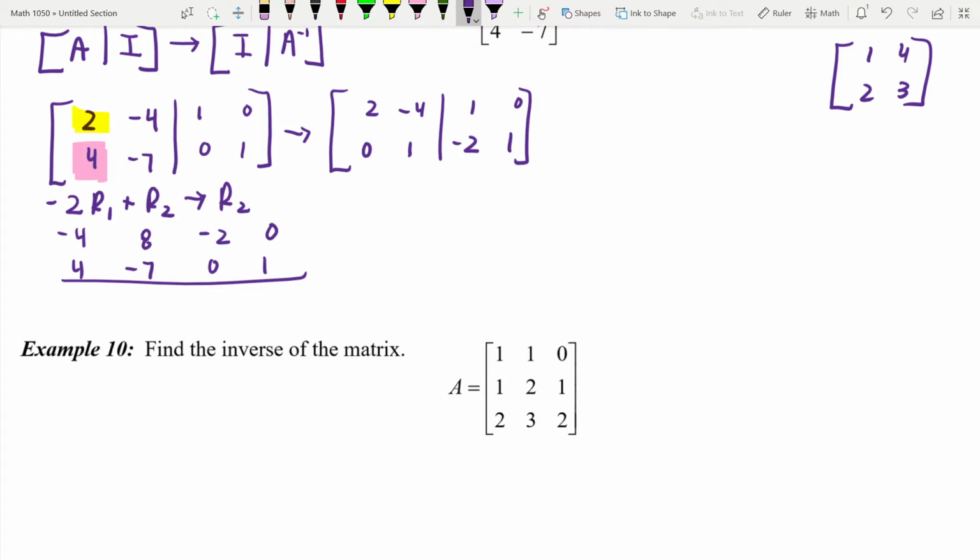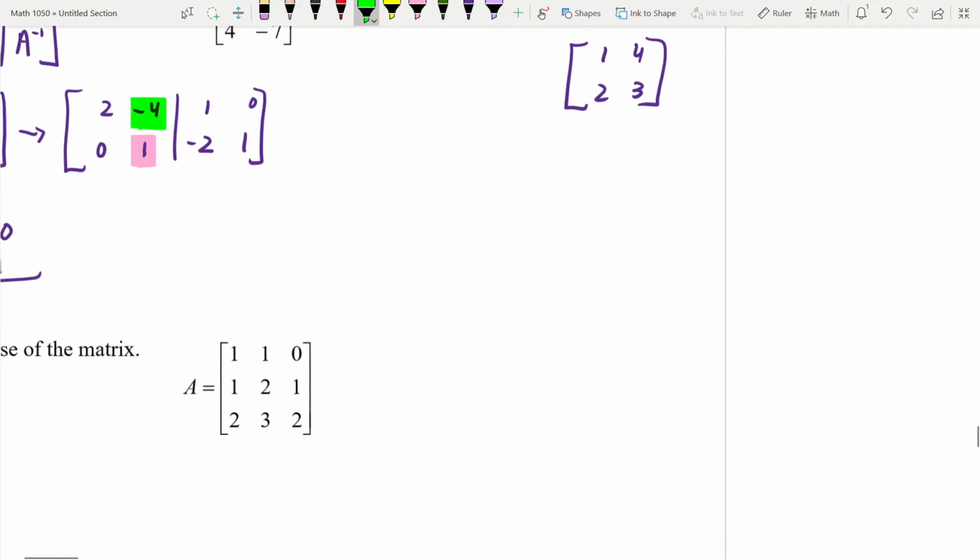So I got a bonus, you guys, because I was going to change the 4 to a 0. And when I did that, I also got a 1 right there. So I got a 2 for 1. That's awesome. Okay, now I need to turn that guy into a 0.